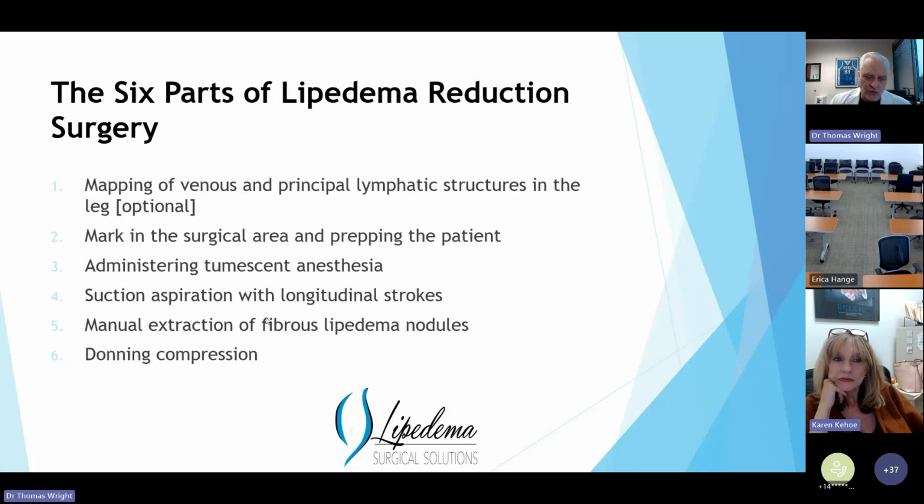some fibers of those fibrous lobules and nodules will persist even after the lipedema reduction surgery, the suction part of it, and sometimes those will be removed individually. And then compression is critical in this treatment. We really want to make sure that they're back in their medical grade compression and wear that very consistently after the surgery.